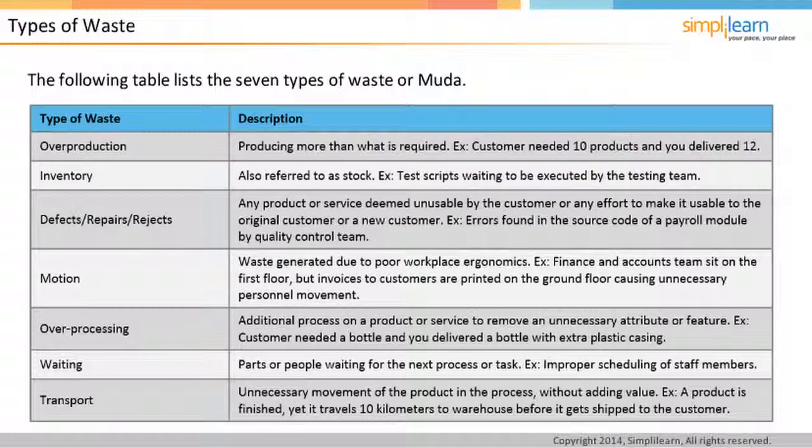Inventory. In simple words, this refers to stock. The term inventory includes finished goods, semi-finished goods, raw materials, supplies kept in waiting, and some of the work in progress. For example, test scripts waiting to be executed by the testing team, defects, repairs, rejects, any product or service deemed unusable by the customer or any effort to make it usable to the original customer or a new customer. For example, errors found in the source code of a payroll module by quality control team.